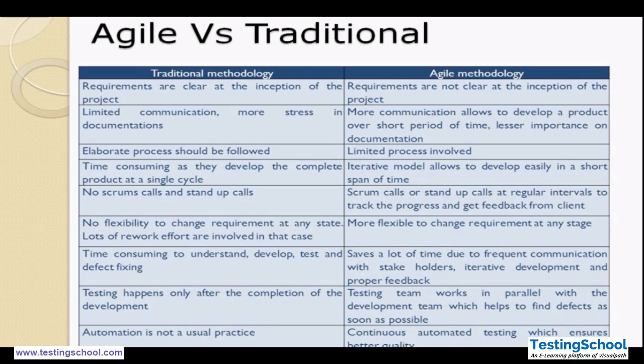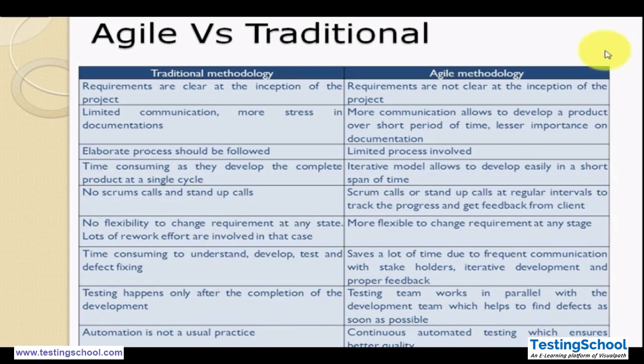And also in the traditional model, we have limited communication. You don't communicate very frequently with the client or with the management. But in the agile model, we have more communication between our different stakeholders. It could be the client, manager, test manager, or other team members. In our traditional model, we have an already elaborated process that needs to be followed in the same manner. But in agile, we have a limited process.